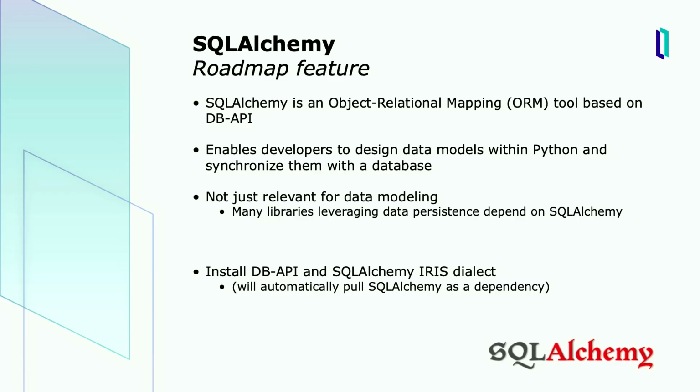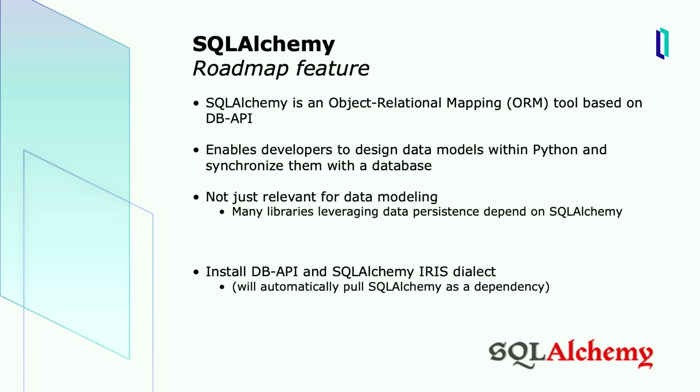Installing is very simple. You need to install DB API and the SQLAlchemy Iris dialect. The dialect is also going to be posted on PyPI as soon as it's released. So the only thing you've got to do is a pip install SQLAlchemy-iris, and that's it. It's going to pull in all the other dependencies automatically, and then you're done.